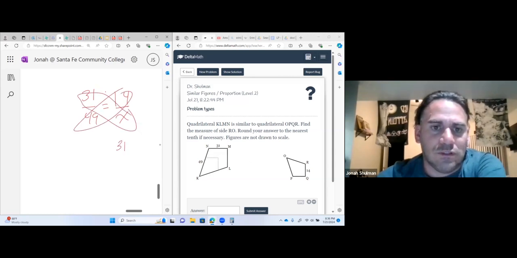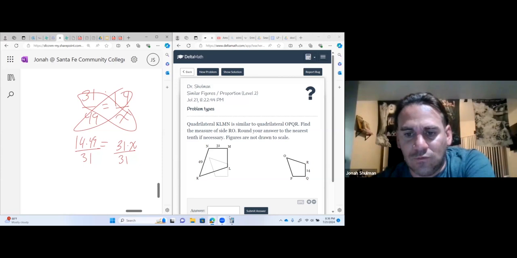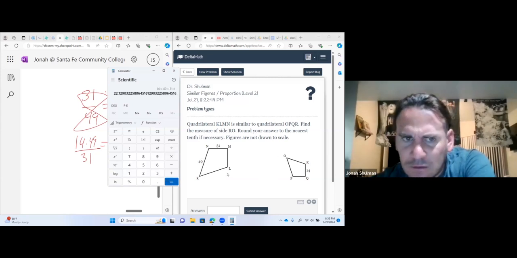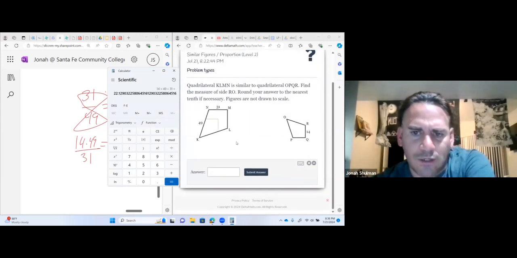So this is 31 times X, and this is 14 times 49, and we divide both by 31. 14 times 49 divided by 31. So the nearest tenth is 22.1.